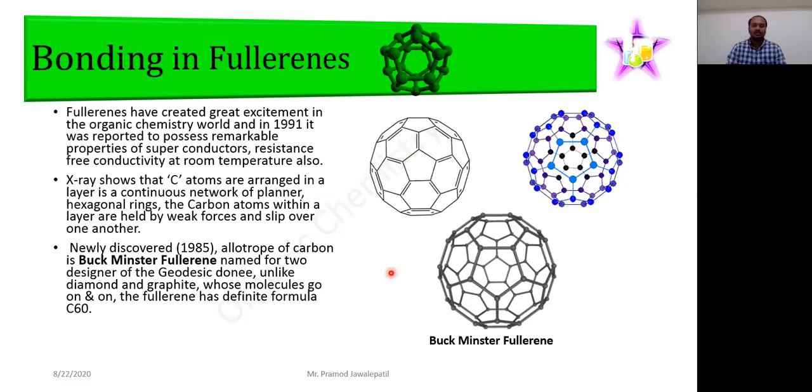Buckminsterfullerene is named so because the geodesic dome looks like this fullerene molecule. That's why it is called Buckminsterfullerene. Unlike diamond and graphite, fullerene has a definite molecular formula, C60. It is known by different names: C60, Buckminsterfullerene, and fullerene.